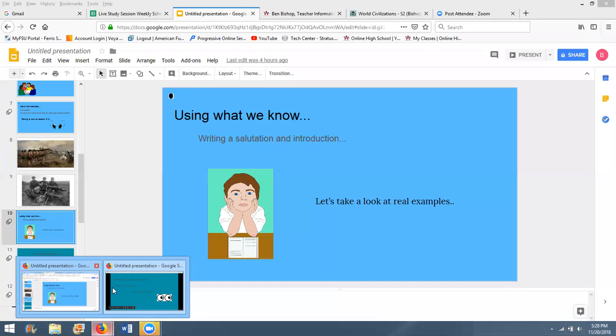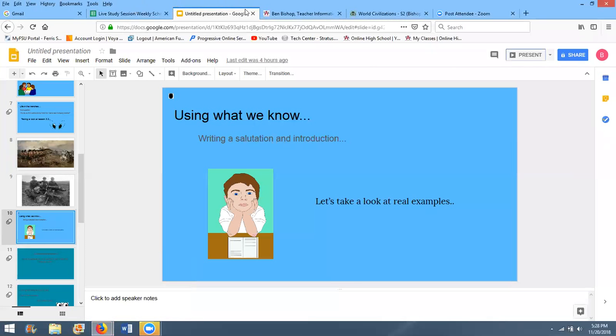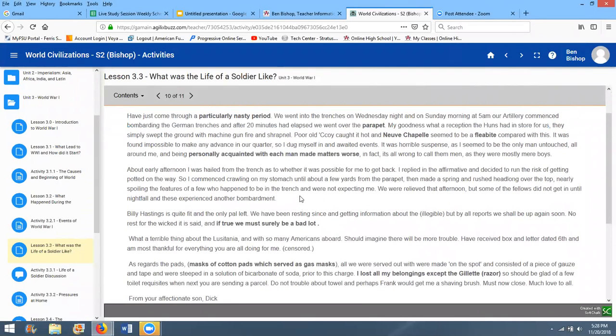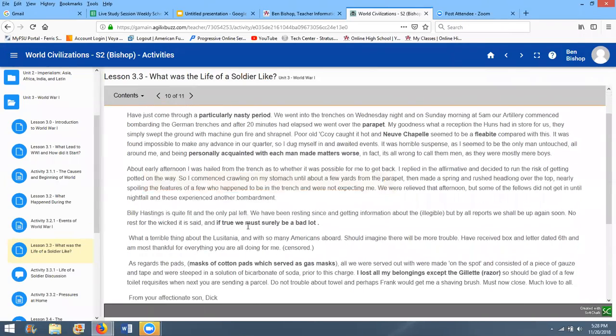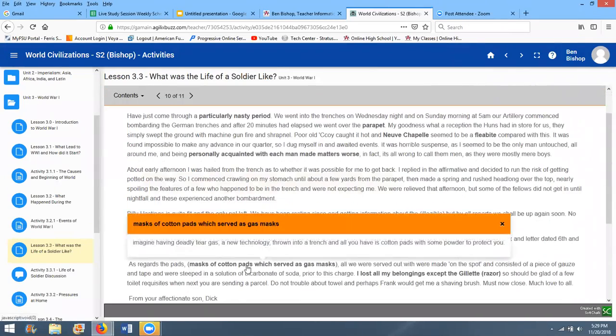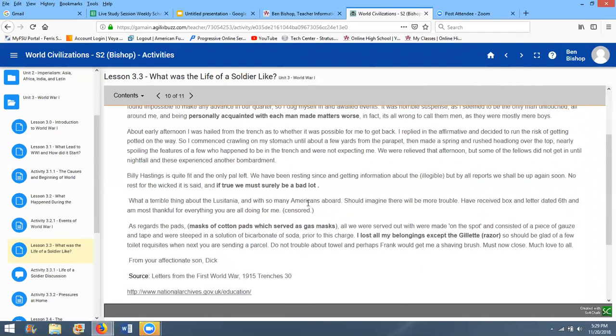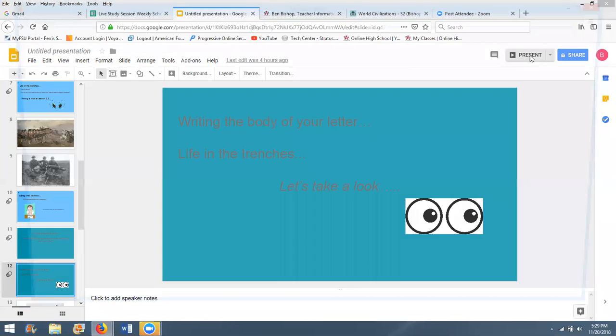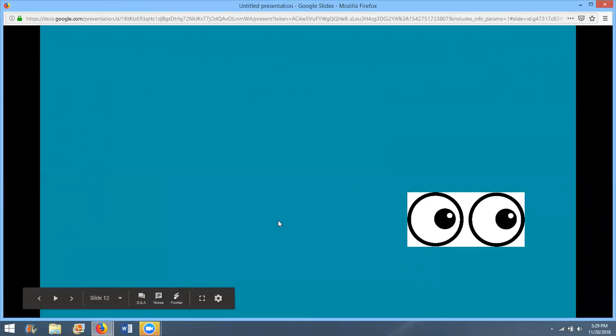Let's go back to this example. Taking a look at it, how many paragraphs do we have? Quite a few: 1, 2, 3, 4. And every single one of them, without reading them, has a lot of good information of what trench life is like. Going back, I know I'm jumping around here a lot. I apologize to those of you that are not following along. So, life in the trenches.